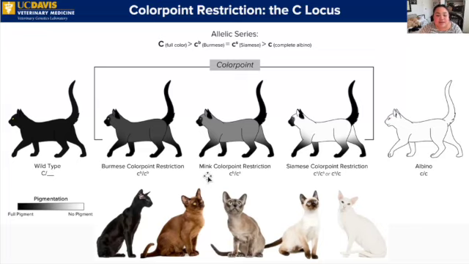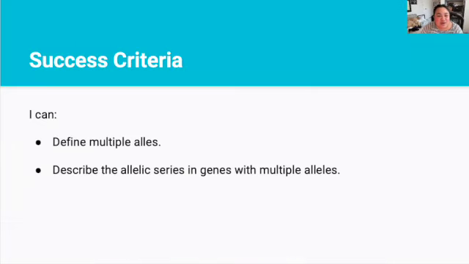CBCS, right here. As I discussed in video 7, the Burmese and Siamese alleles are blended to produce a new mink color point restriction phenotype, where the body color is not as dark but not as light as the original alleles. Well done, you've reached the end of the video. So by now you should be able to define multiple alleles and describe the allelic series in genes with multiple alleles. Thanks for watching, and I'll see you in the next video.